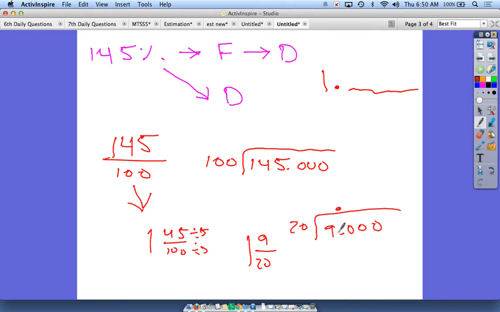20 doesn't go into 9, decimal point straight up. It goes into 94 times. That'd be 80, subtract 10, bring down the 0, that's 100. That goes into 100 five times, and that would exactly be 100, so that would terminate. So my answer to this as a decimal would just be 1.45. And this should make sense because 1 is the 100% part of this, and then 0.45 would be the 45% part of it, making 145%.